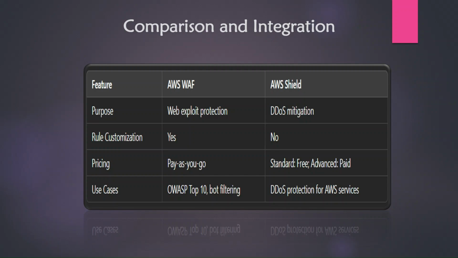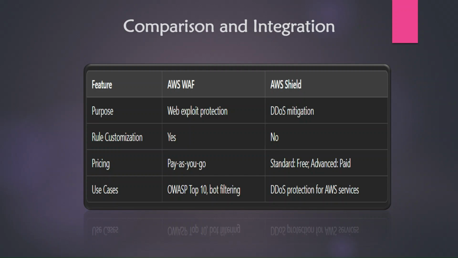Use cases. OWASP Top 10: protect against common web vulnerabilities including SQL injection, XSS, and others. Bot filtering prevents unwanted bot traffic from reaching your application, mitigating specific workflows, attacks, etc. And when it comes to AWS Shield, it's DDoS protection, where attacks attempt to overwhelm resources by flooding them with traffic, such as SYN flood or UDP reflection attack. Application protection shields AWS hosted applications from high volume attacks.